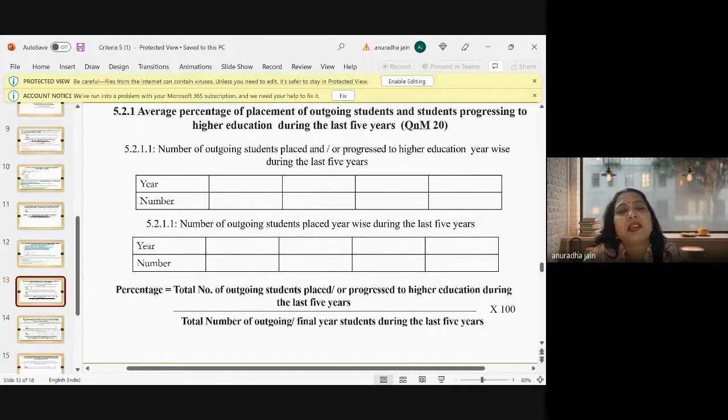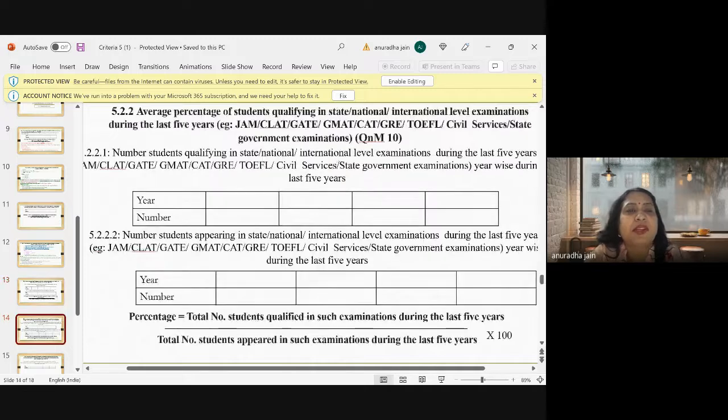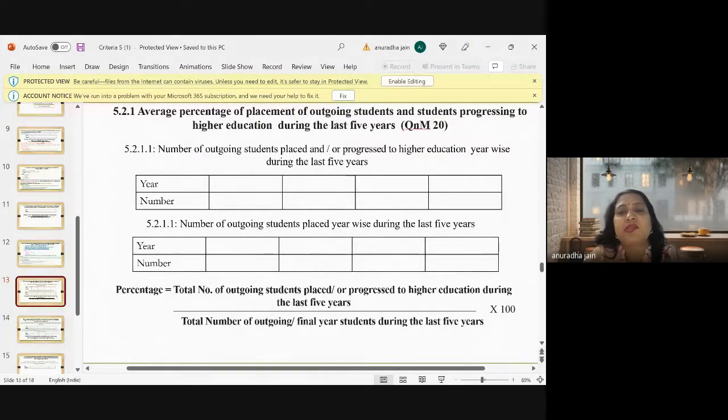Then for placement, the number of outgoing students placed year-wise during the last 5 years. You have to give details year-wise and program-wise of how many students have been placed. There is an Excel sheet which holds the details of the placement of students. In this Excel, you also have to produce the package given to the students: the name of the student, enrollment number, the program they have completed, the company where they are placed, and the package offered by the company. If the package is not there, you cannot leave that column blank. You need to give it.